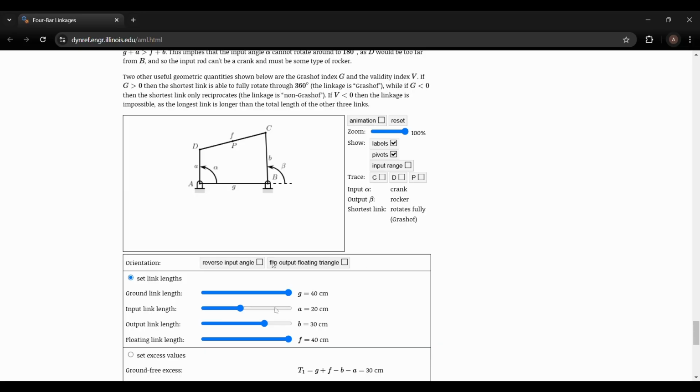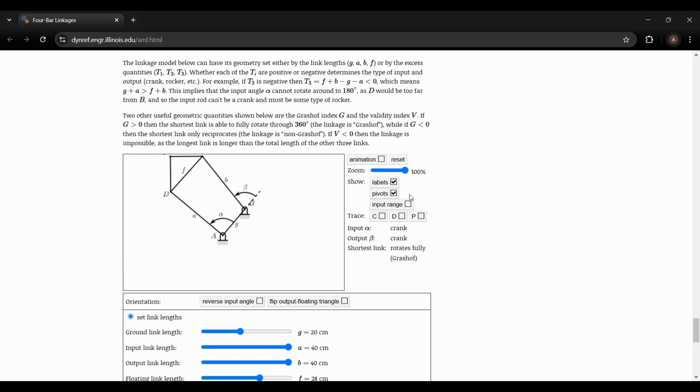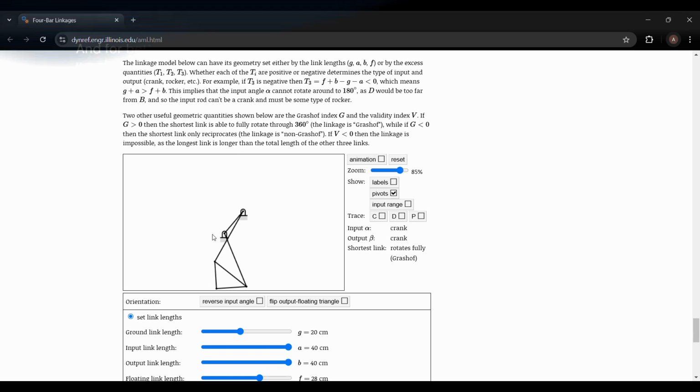Now these are various parameters that we can change. Now let us change them according to our output. Now this is the final position of the door. And after animating it, this is the initial position of the door.